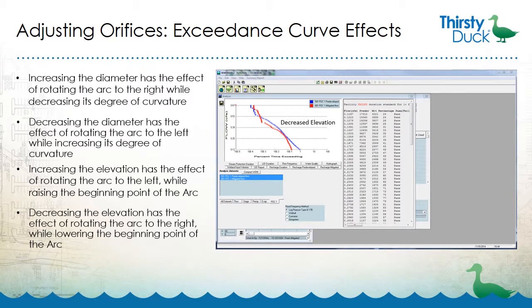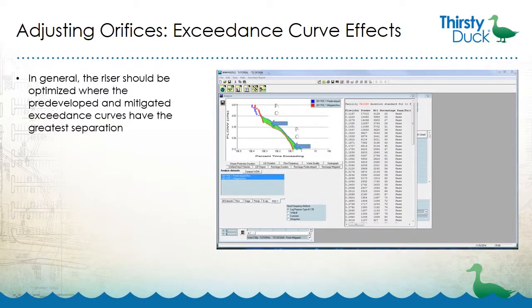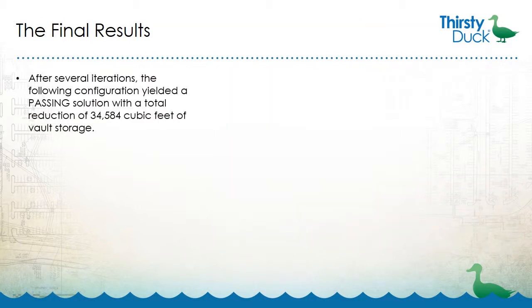In general, the riser should be optimized in the ranges where the pre-developed and mitigated exceedance curves have the greatest separation. After several iterations, the following configuration yielded a passing solution with a total reduction of 34,584 cubic feet of vault storage.